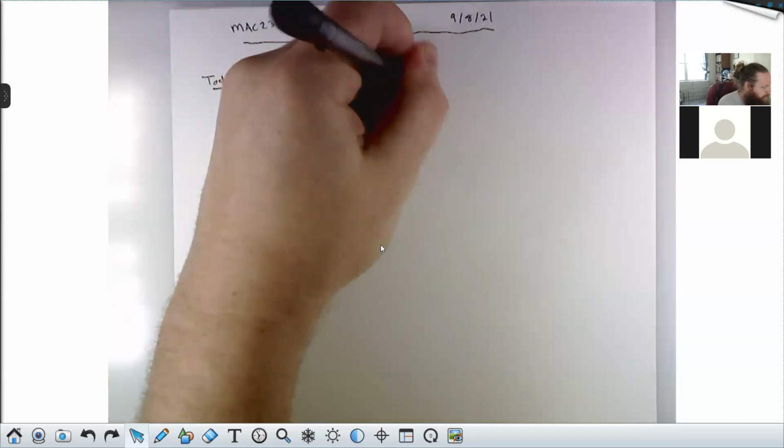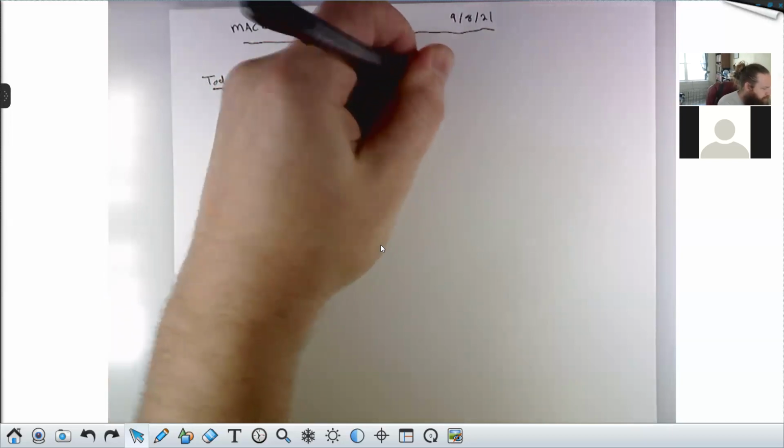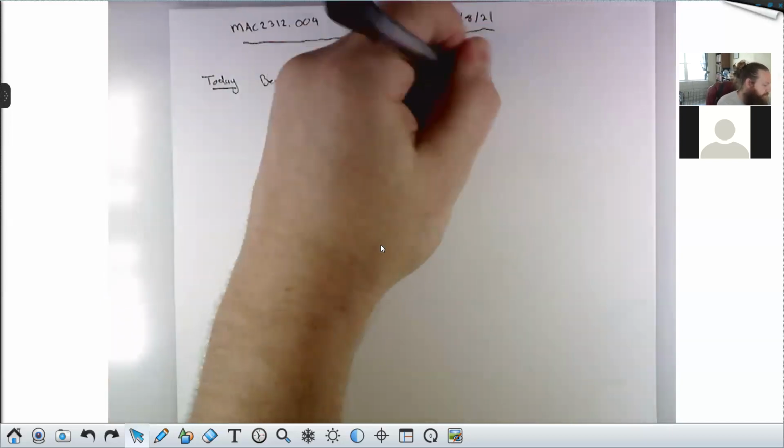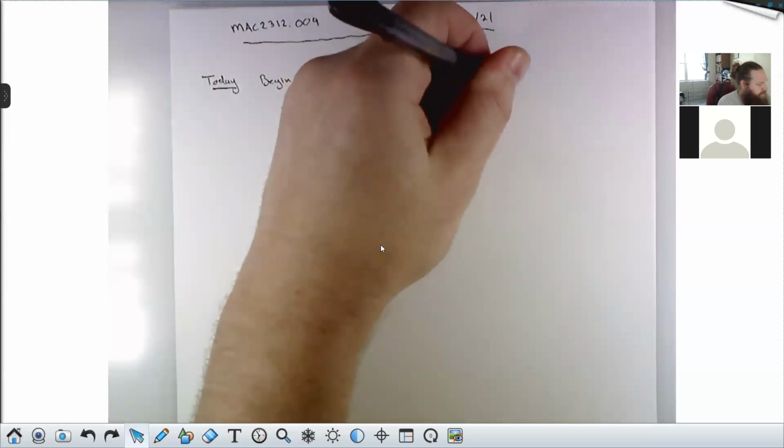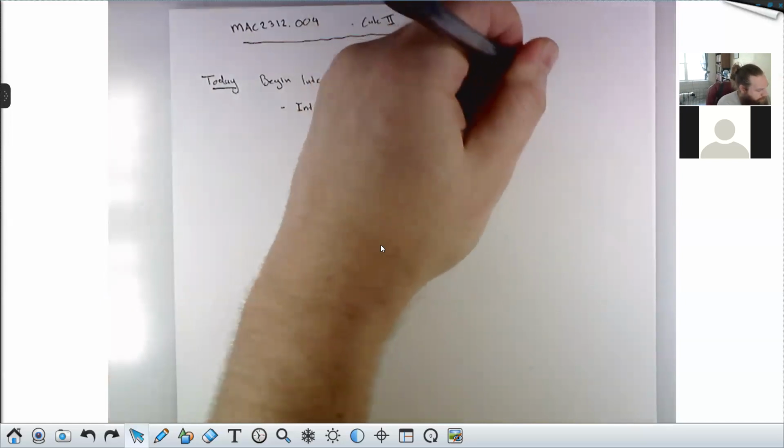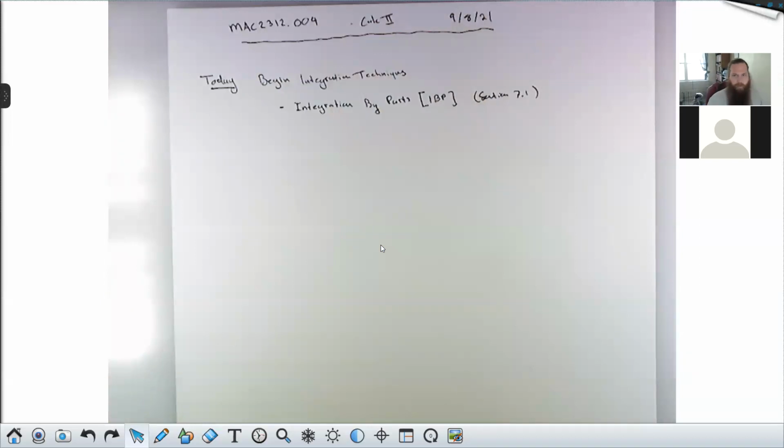I will abbreviate integration by parts as IBP. This is section 7.1. So I'll tell you first, integration by parts is a backwards product rule. You have a product rule for derivatives, like how do you differentiate x squared times sine of x? You use the product rule. How would you integrate that?